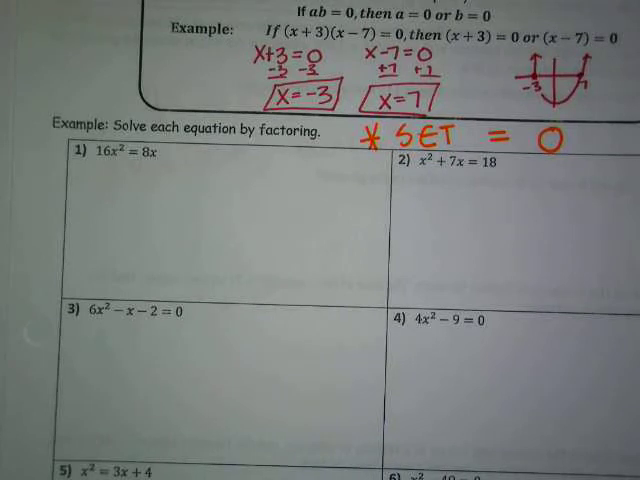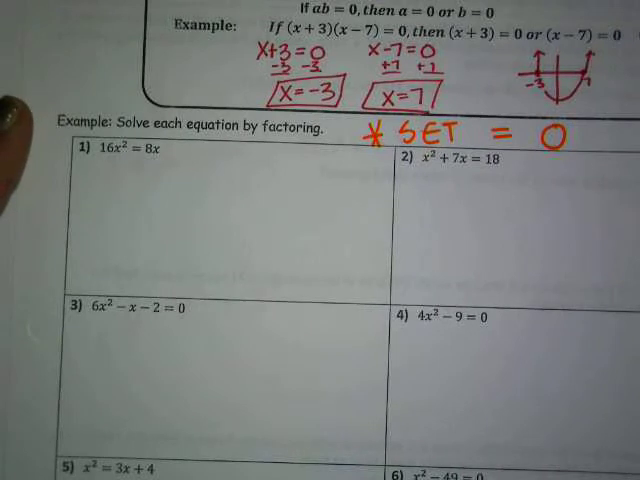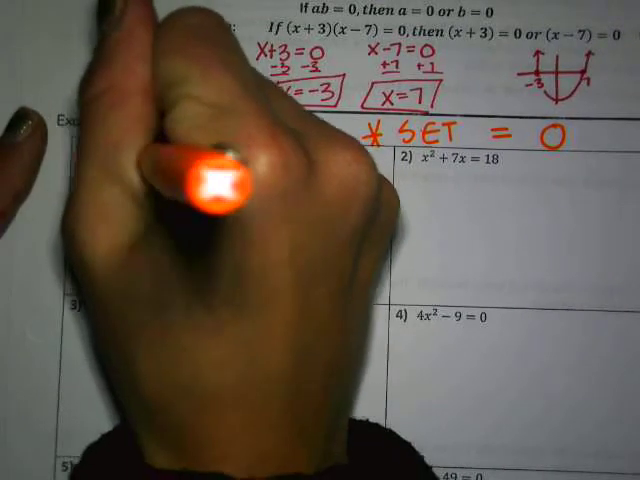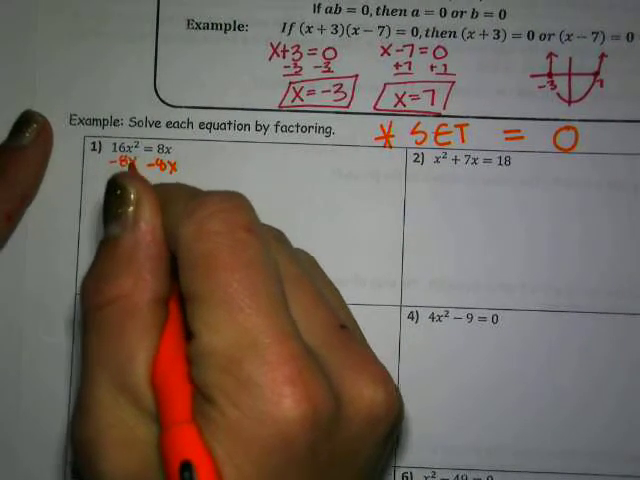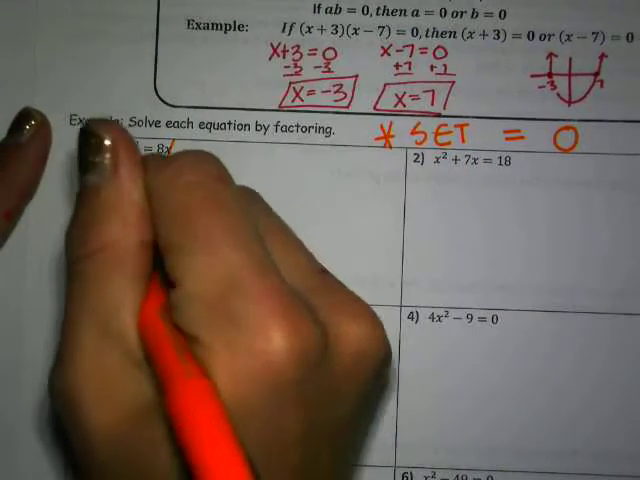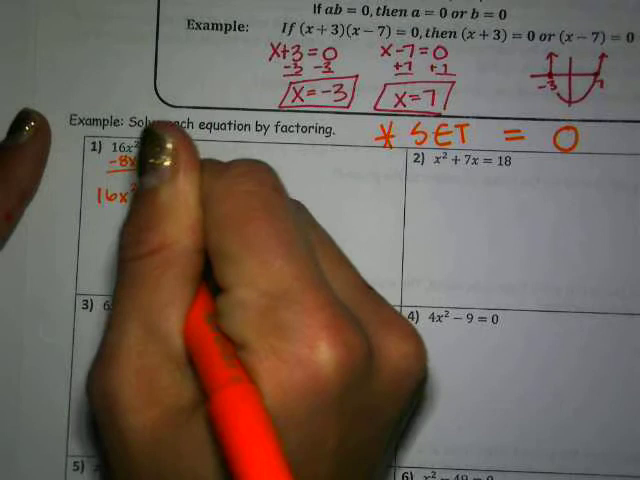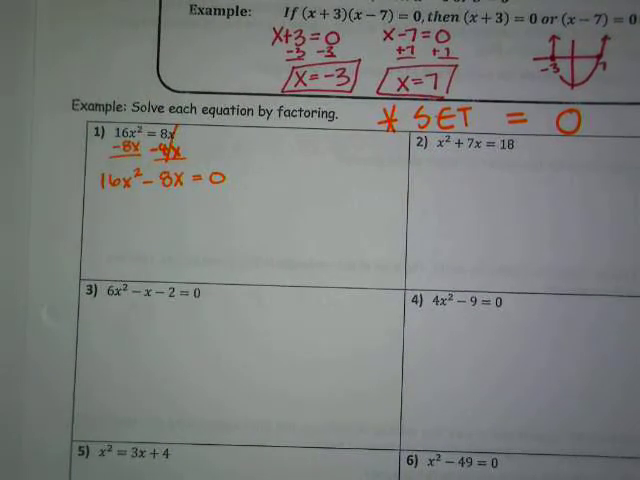All right, so number 1, I'm going to move the 8x over with the x squared. So I'm going to subtract 8x from both sides. So that goes away. Now I have 16x squared minus 8x equals 0. Once everything is on one side, you're going to try to factor. For factoring, GCF always comes first. What is the GCF of this one? 2x. Bigger than 2. 8x. Yep.